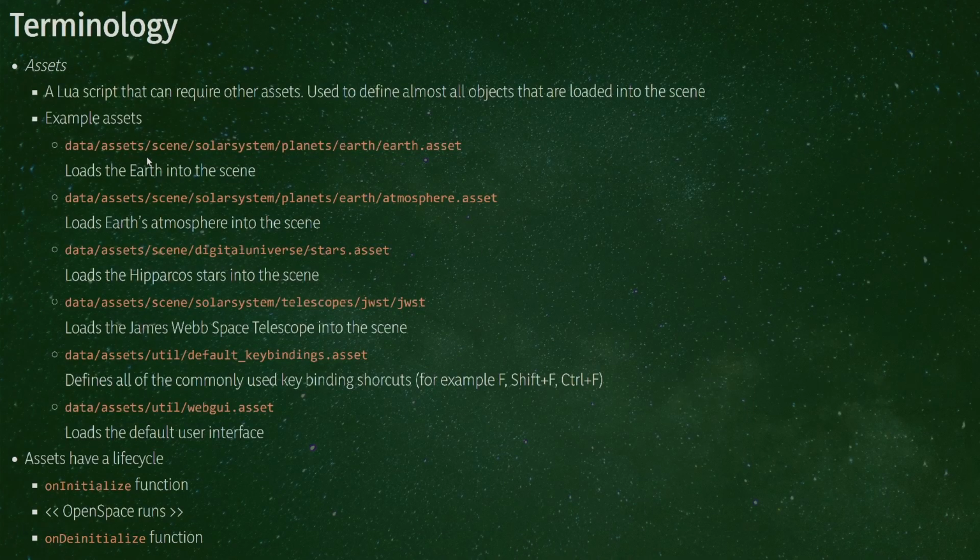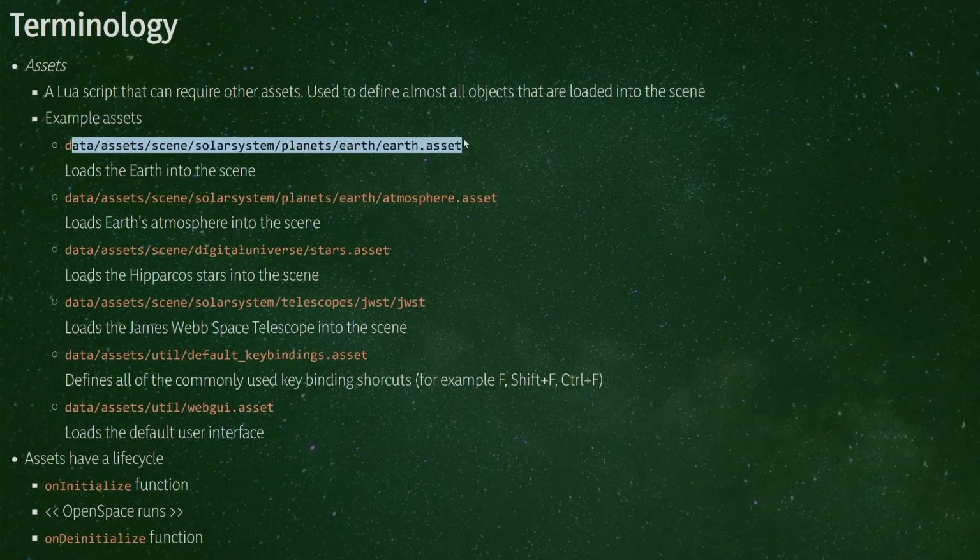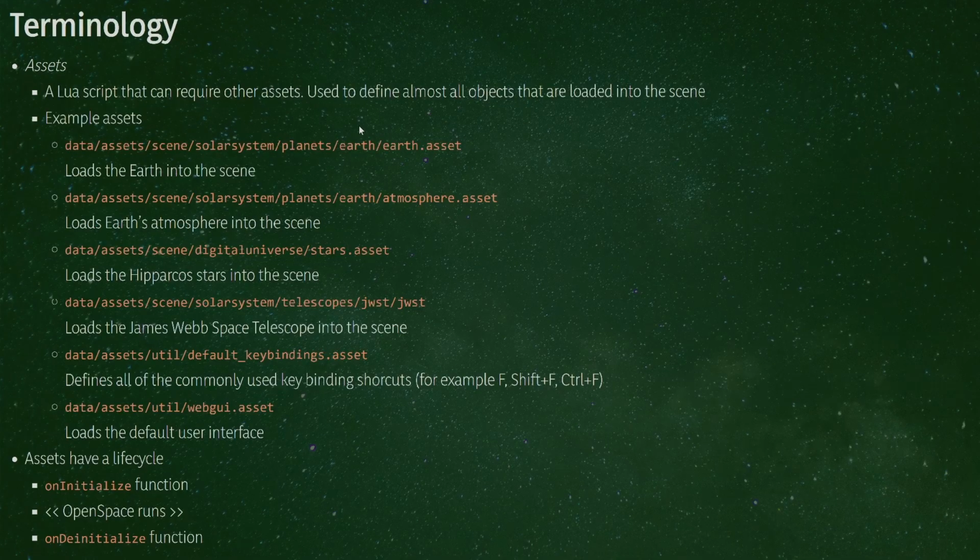So the nice thing is that every asset that is written in the software is all accessible. There is nothing magic going on behind the back. So if you want to figure out where Earth is being defined, there is the location for the asset that defines Earth. There's another asset that will define Earth's atmosphere. There's another asset for defining where the stars are coming from, for James Webb Space Telescope.